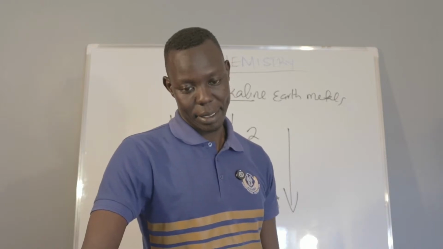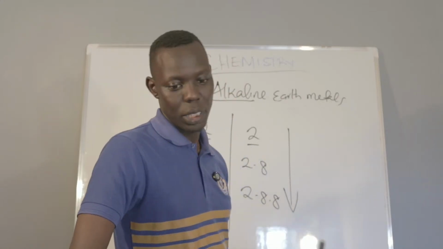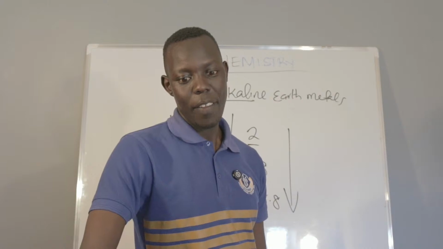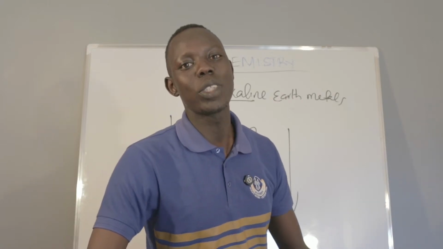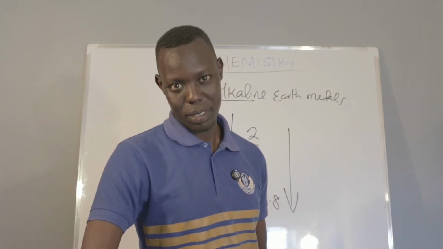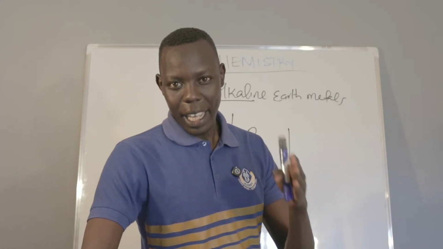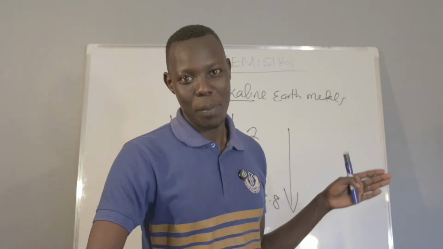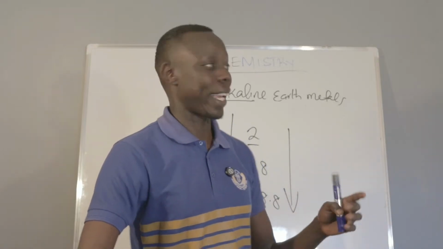Physical properties of these metals. Now, physical properties, tuanze na melting point, they are very high melting points compared to the preceding alkali metals. Basically, alkaline earth metals have higher melting points than alkali metals. I will explain to you. Okay, let me explain it.